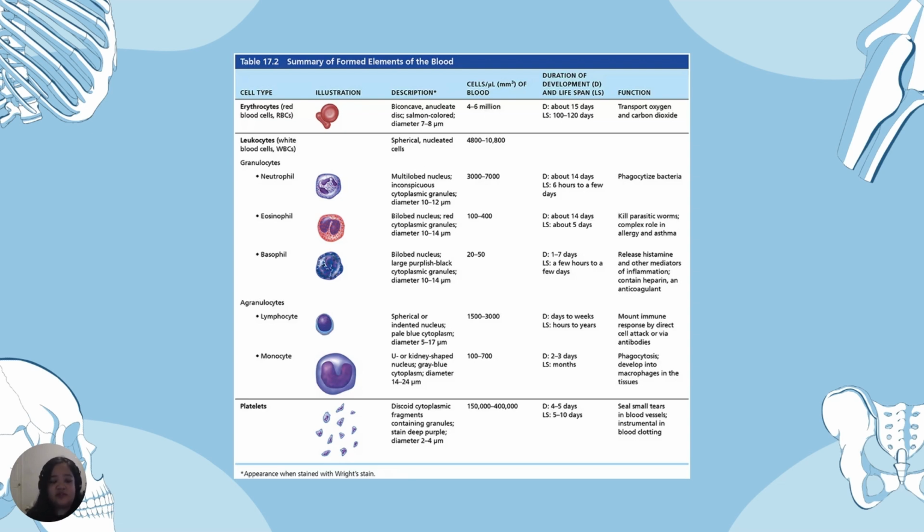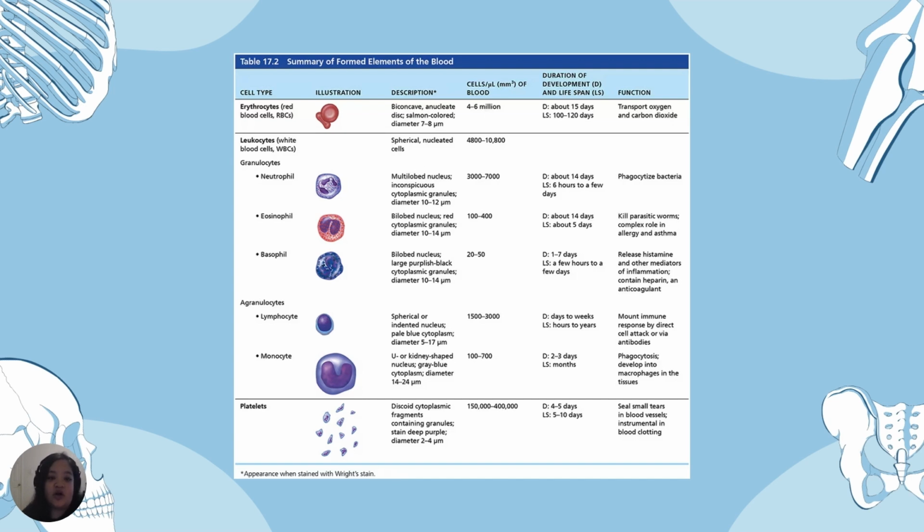Your T lymphocytes basically function in immune response by acting directly at the virus-infected cell or a tumor cell, so just directly acting at that foreign pathogen, while B lymphocytes are responsible for producing antibodies released in the blood. Your monocytes are U-shaped or kidney-shaped, and the function is phagocytosis, which they develop into macrophages and just ingest those foreign pathogens.